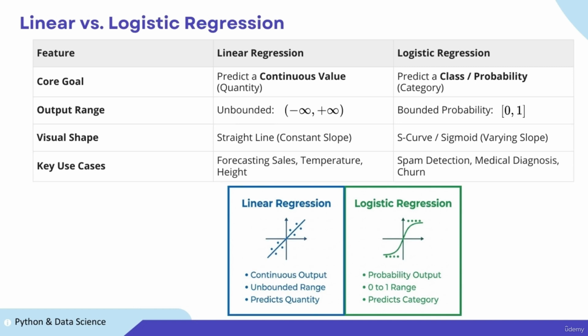Let's clarify the difference. Linear regression fits a straight line. Its goal is to predict a continuous value, like temperature or price. Logistic regression fits an S-curve. Its goal is to predict a category or the probability of belonging to a category. We use a threshold, usually 0.5. If the probability is above 0.5, we classify it as class 1. If below, class 0.